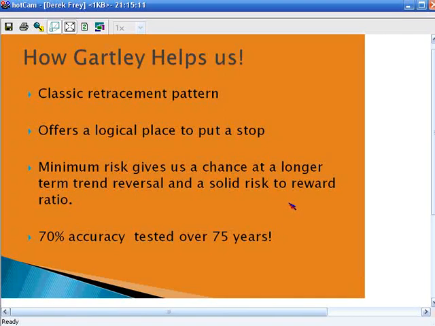Right here is the second point. It offers a logical place to put a stop. Isn't this the heart and soul of trading right here? How many of you second guess where you've placed a stop? How many of you move your stops once you've placed them, because you're second guessing it, because the market's getting close to your stop?